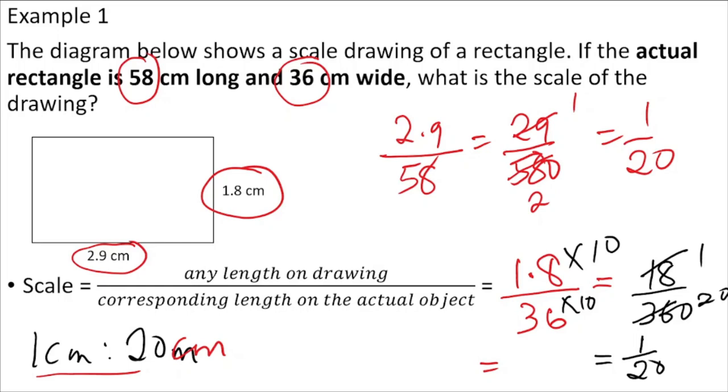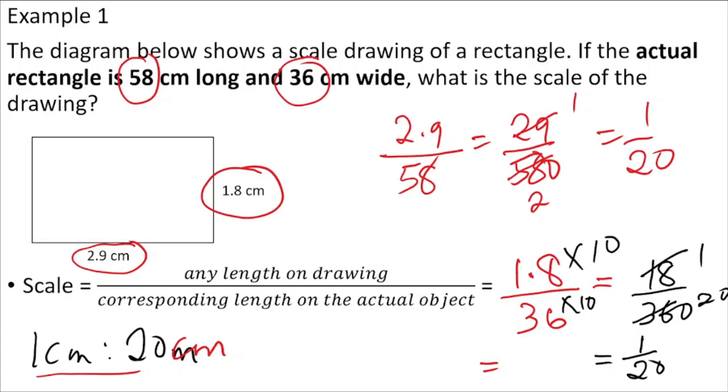So what this implies is that anytime you are asked to find the scale used, this is how you're going to get it. For you to find the scale, you must be given the dimension on the actual object and the dimension on the scale drawing. If you are given both, that's when you can find the scale that is used to draw the object. I hope this is very clear to you.